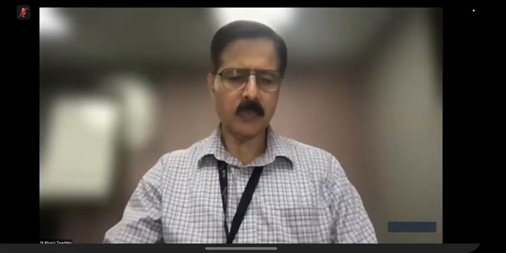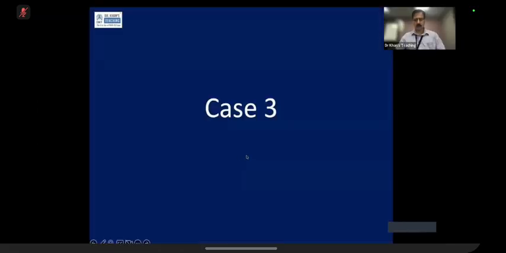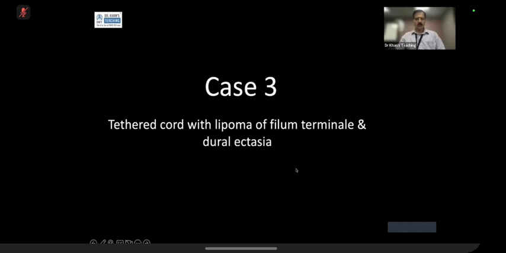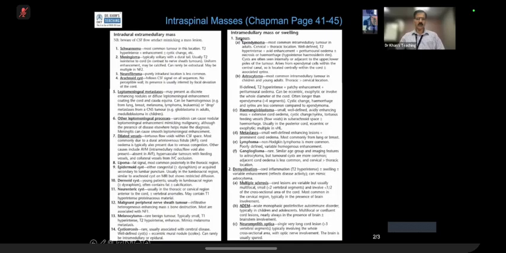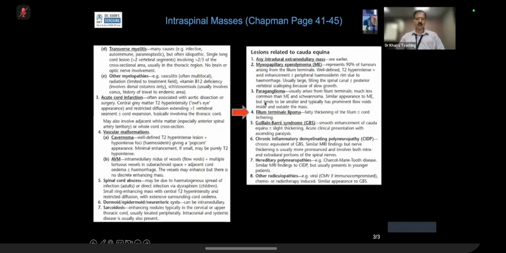Okay. Now, there is tethered cord with lipoma of the filum terminale, which is the cause, and then there is, of course, dural ectasia. We'll come back to the case. Now, in your Chapman, there is a differential diagnosis: intraspinal masses, extradural, intradural, intramedullary mass or swelling, and then there are lesions related to cauda equina, and one of them is filum terminale lipoma, fatty thickening of the filum plus or minus cord tethering.